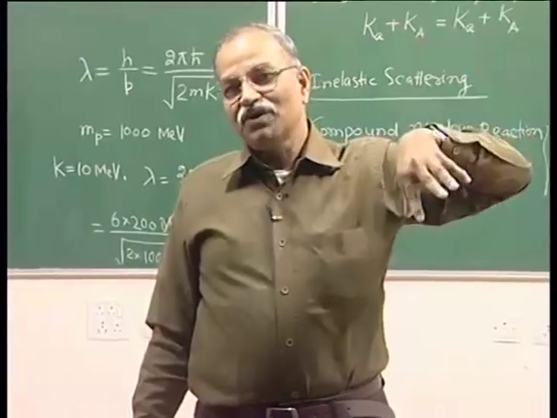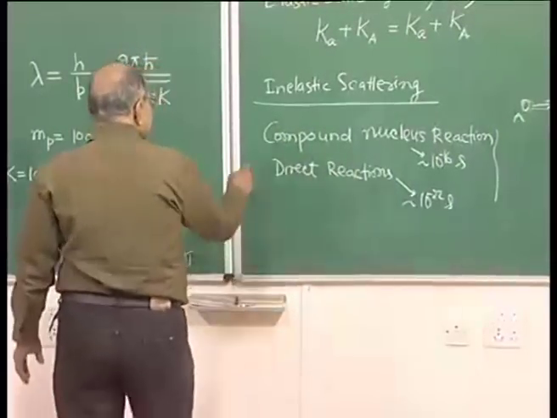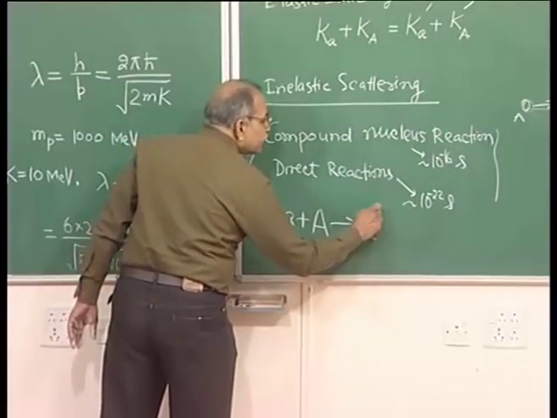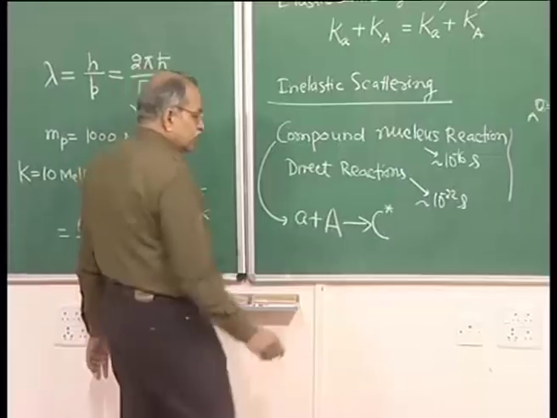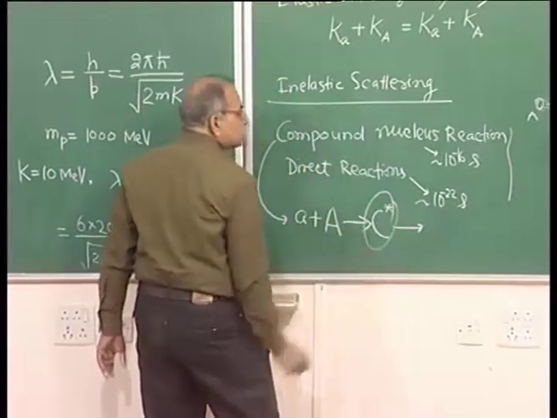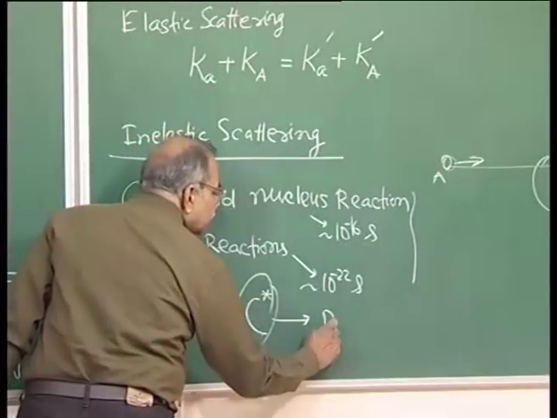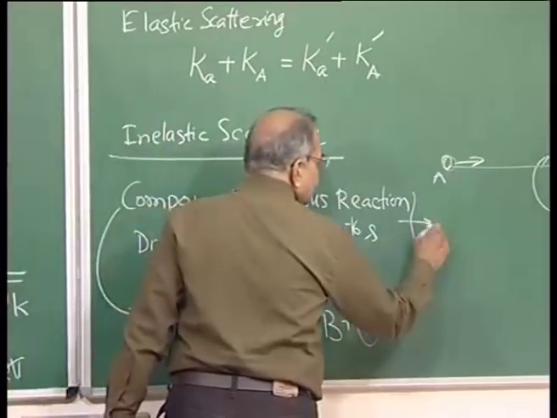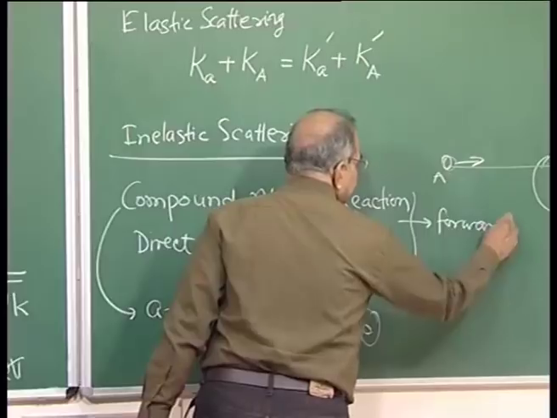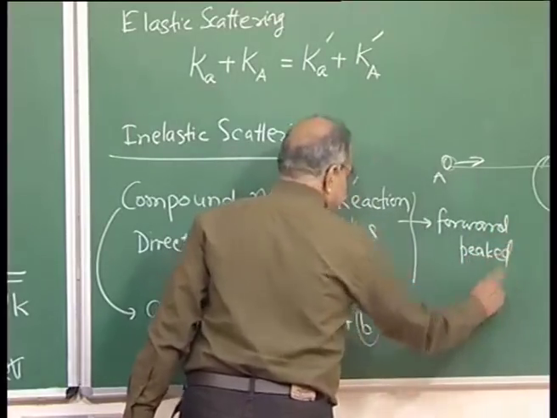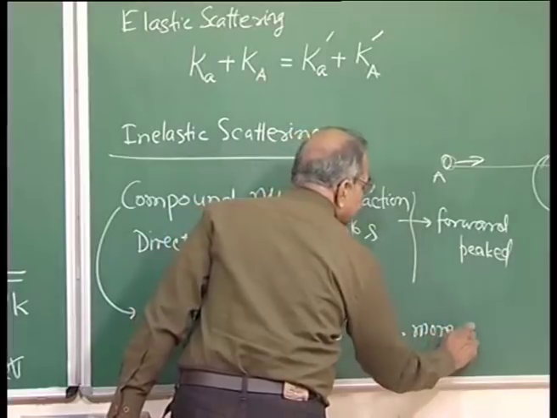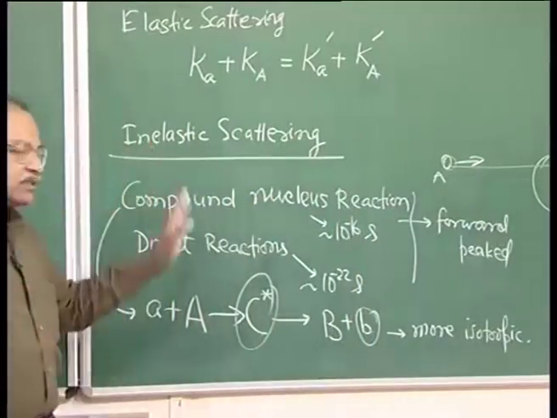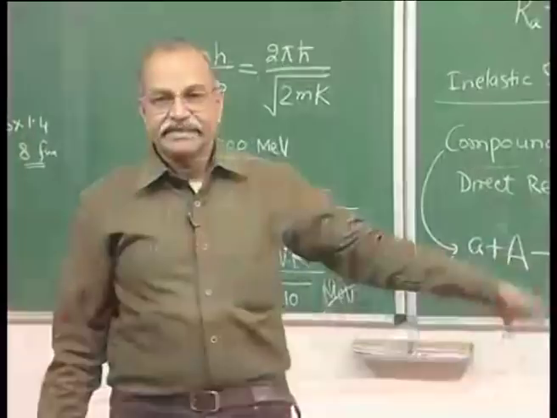But for compound nucleus reactions, where this small a goes into this capital A and makes this compound nucleus C, and after this equilibration is reached, that goes into B plus b. So, this b is ejected from here. So, this will be say forward peaked, and this will be more isotropic. Not exactly isotropic, but more isotropic. So, these are some of the characteristics. We will continue with this next lecture.